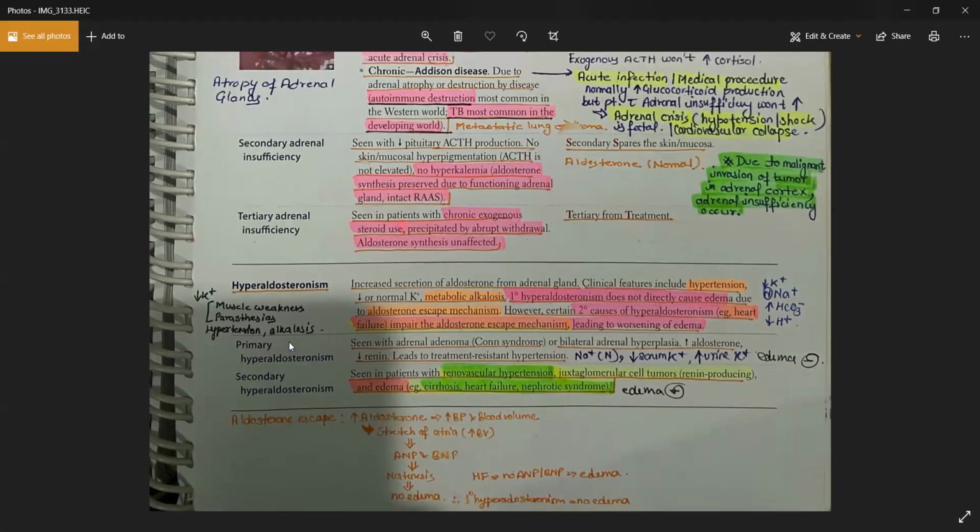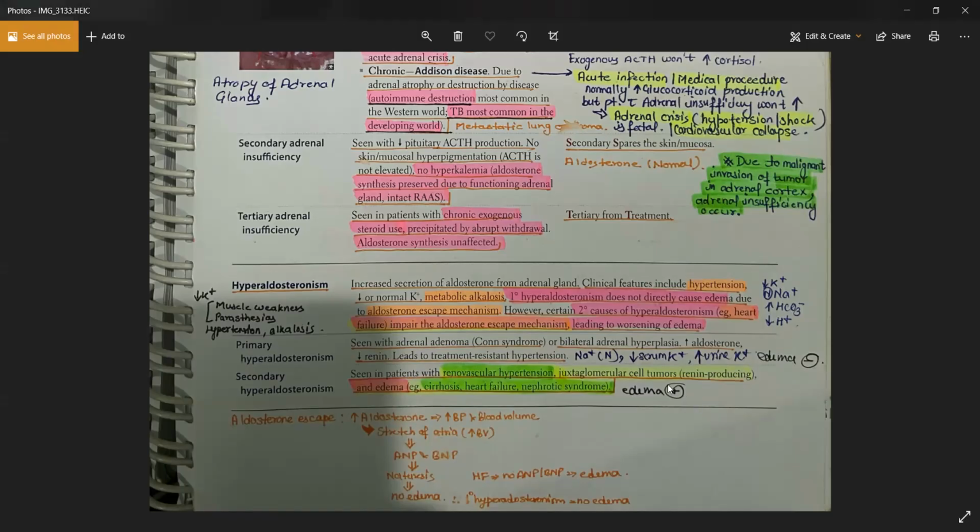So for primary hyperaldosteronism, you will have the adrenal adenoma, also known as Conn's disease. You will have bilateral adrenal hyperplasia. You will have a high aldosterone and low renin. Because of the negative feedback, you will have the low renin, and this low renin will make sure the aldosterone mechanism will remain, right? And it leads to a treatment-resistant hypertension.